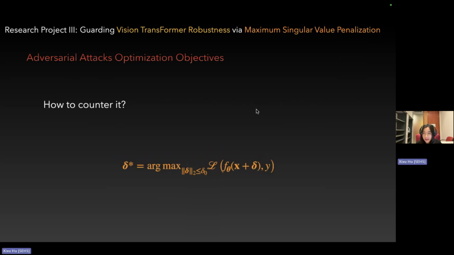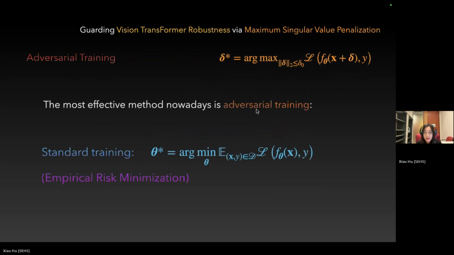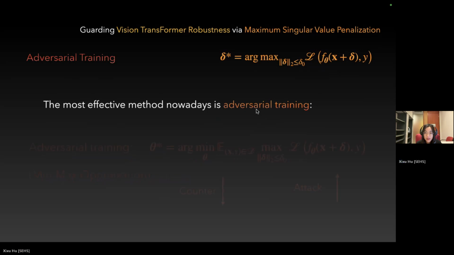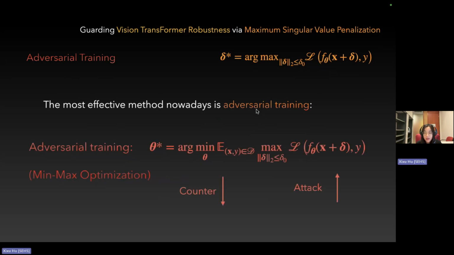So how do we counter it? The most effective method nowadays is adversarial training. Unlike standard training, adversarial training plays a minimax optimization game. In the inner loop, we optimize the perturbation to incur as large a training loss as it can. In the outer loop, we optimize the parameters to try to reduce the influence of the perturbation.